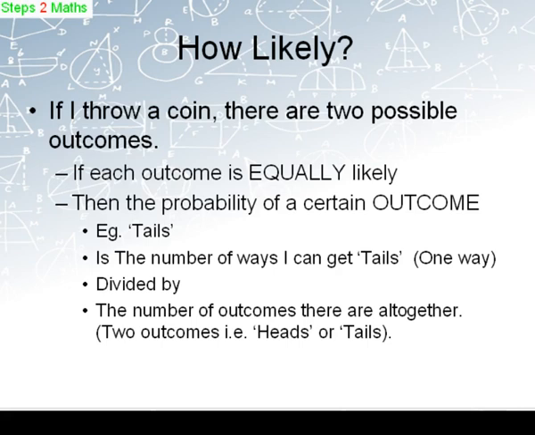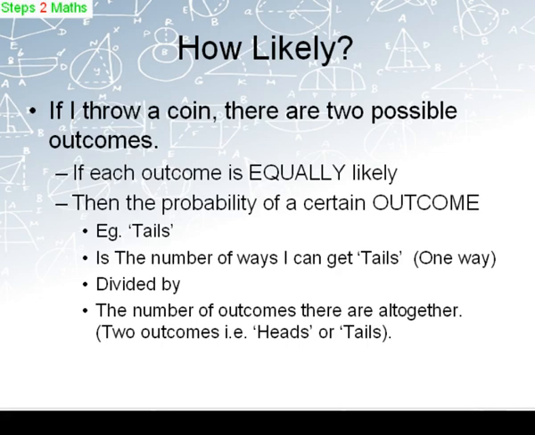If we want to figure out how likely something is to happen, to find the probability of a certain outcome, for example tails, we count the number of ways we can get the tails, which is obviously one way. There's only one way you can throw tails when you're throwing a coin, and you divide that by the total number of possible outcomes. Okay, so a measure of uncertainty, how likely something is to happen. When the outcomes are equally likely, the probability of a certain outcome is the number of ways you can get that divided by the total number of possible outcomes.